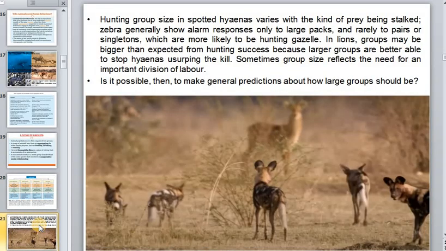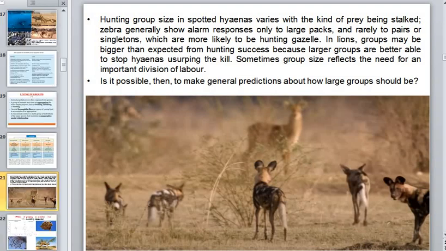Here we see the hunted group size. We'll discuss this issue because the system is complex. Now let's talk about how big the group should be. Take the group size of spotted hyenas, with the kind of prey being stalked. Zebra generally show an alarm response only to large packs and rarely to pairs or singletons, which are more likely to be hunting gazelles. And lion groups may be bigger than expected from hunting success, because large groups are better able to stop hyenas, which usurp the kill, and sometimes group size reflects the need for an important division of labor.